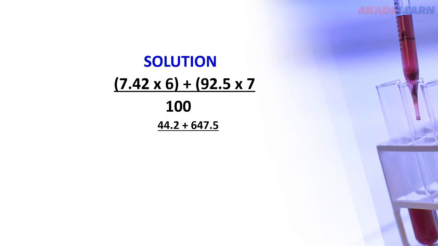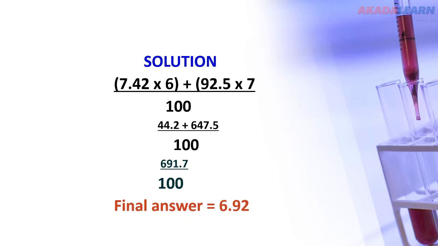Solution: 7.42 times 6 plus 92.5 times 7 divided by 100. This will give us 44.5 plus 647.5 divided by 100. This will end up giving us 692 divided by 100, and then the final answer will be 6.92.